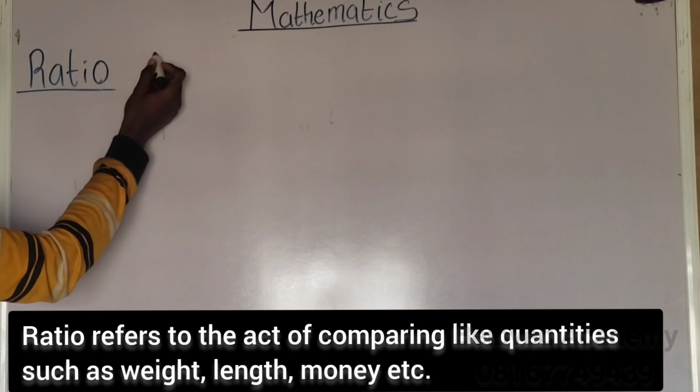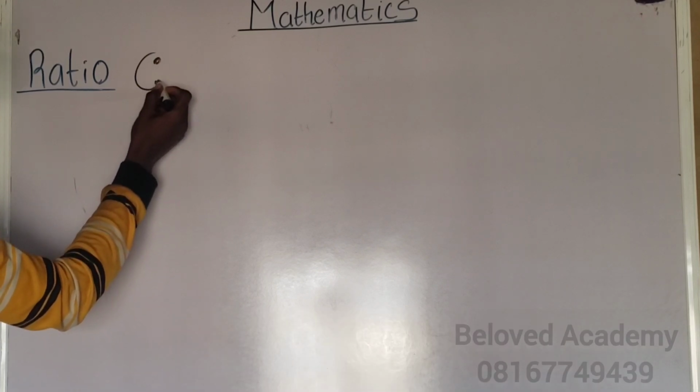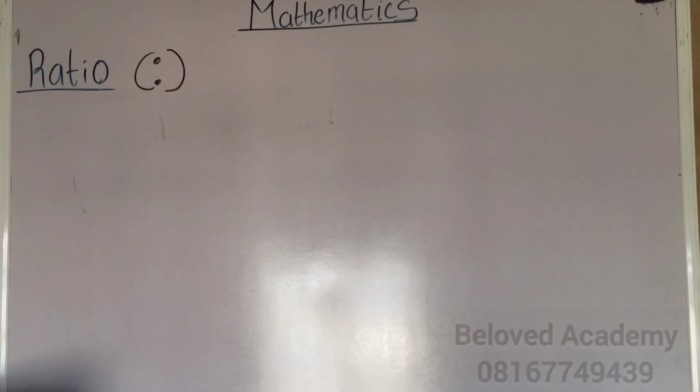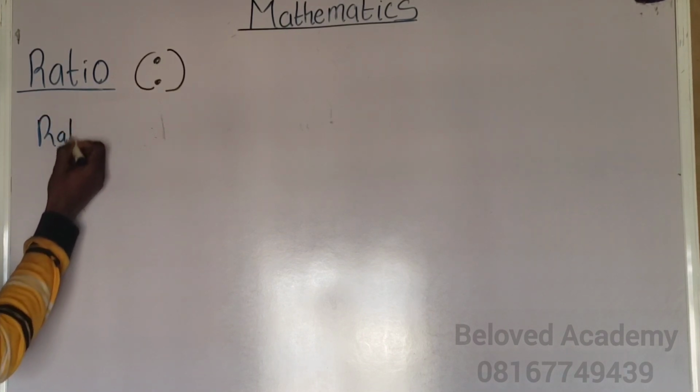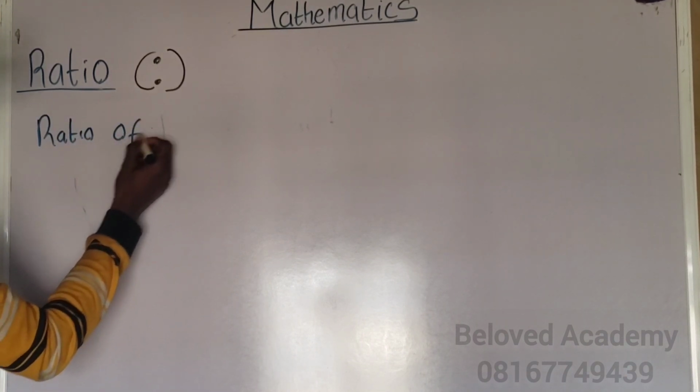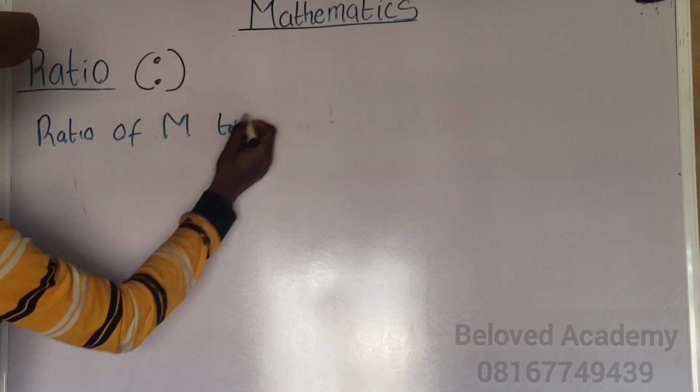Ratio is usually denoted by this sign. This is the sign that is used to denote ratio. You understand? So let's have some practical mathematical concept on ratio. Let's say you are asked to take the ratio of m to n. What is the ratio of m to n?